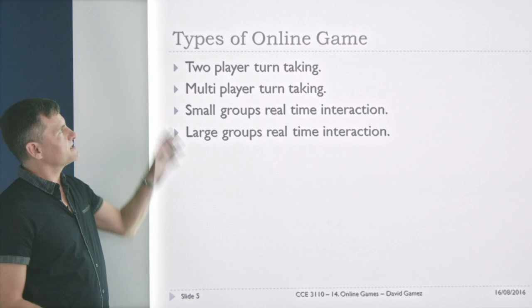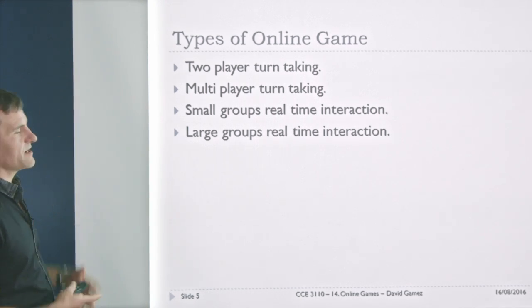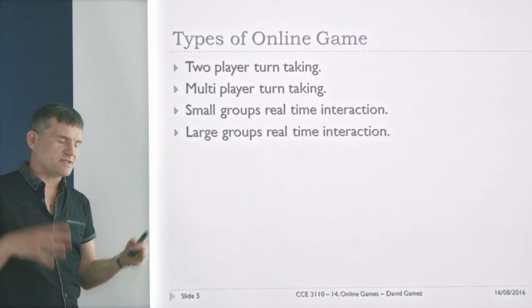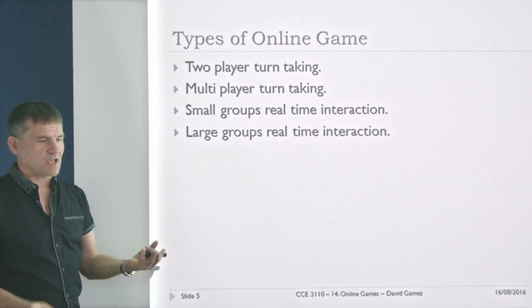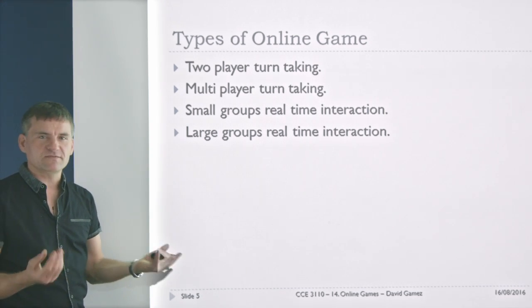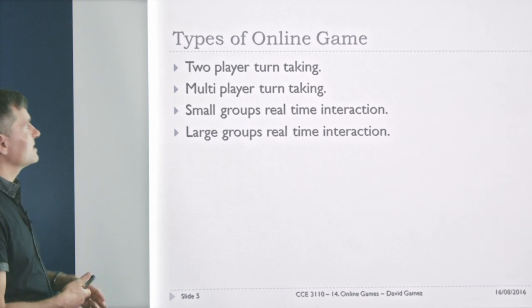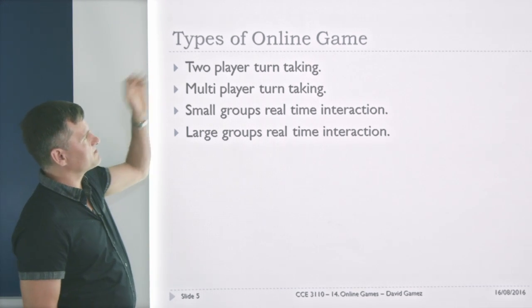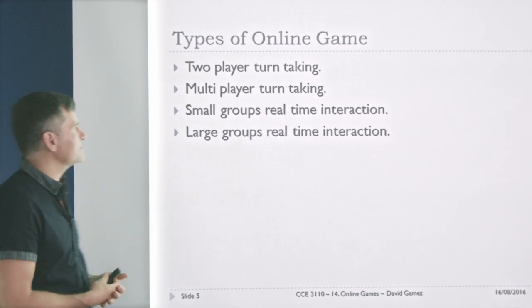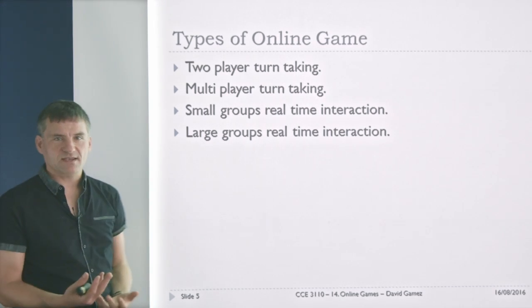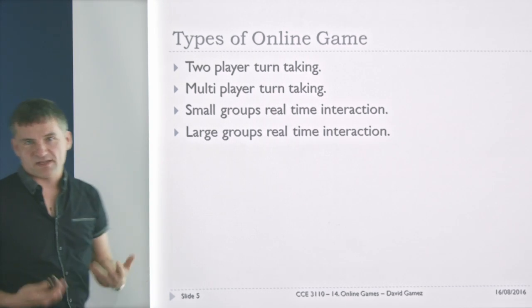So in this section, I'm just going to say a little bit about the different types of online game. This is a very simplistic overview to get you thinking a little bit about the implementation of your second mini projects. So games you can have are a couple of players taking turns, several players taking turns, small groups interacting in real time, and then large groups interacting in real time.